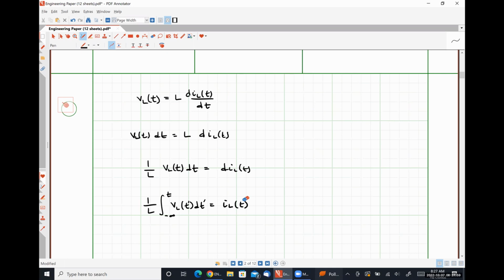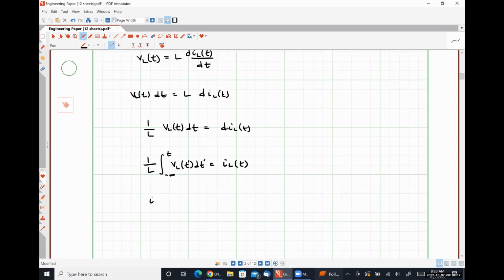Now, how do we know what the current flowing through the inductor was, or how do we know how this thing is behaving at negative infinity? We probably actually don't. We have a good idea, it should be 0 and things like that. A more common representation of this particular expression is the current flowing through an inductor is the integral from t naught to t of VL of t prime dt prime plus IL at t naught.